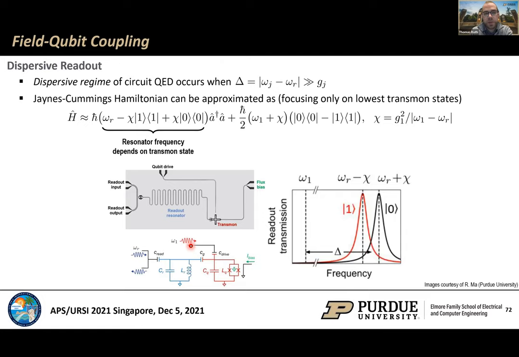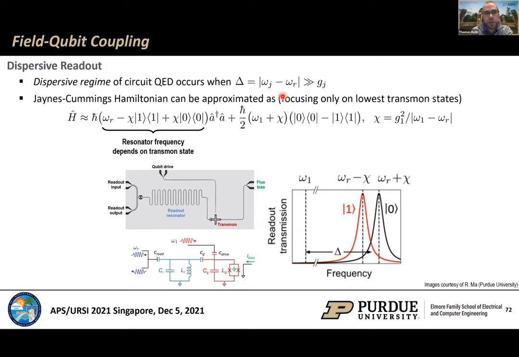Essentially, this regime is very different from where we had vacuum Rabi oscillations. In vacuum Rabi oscillations, we had the transmon frequency and the resonator frequency being basically equal to each other. Here in the dispersive regime, we have them being very different from each other, in particular, much larger than the strength of the coupling that we have between them. So under these circumstances, we can take the Jaynes-Cummings model and do some fancy rewriting of it and approximations.